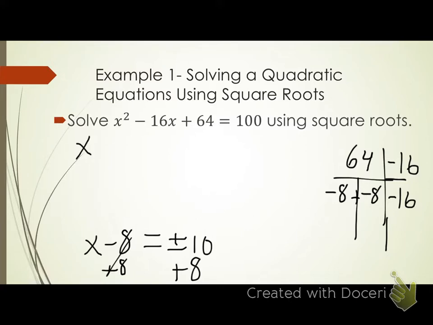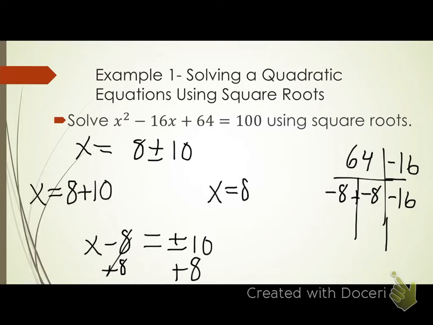So I would get x equals 8 plus or minus 10. Now, I'm actually going to figure what these are. It's just going to be x equals 8 plus 10, x equals 8 minus 10. That's just what the plus or minus means. I've got to do 8 plus 10 and I've got to do 8 minus 10.